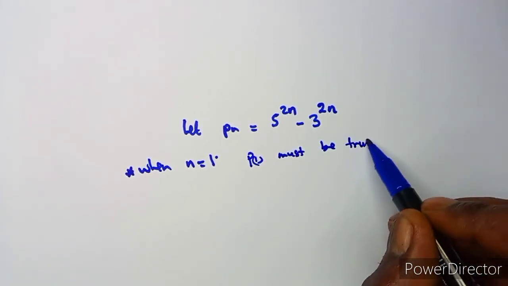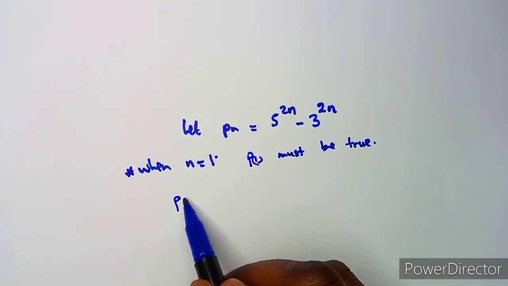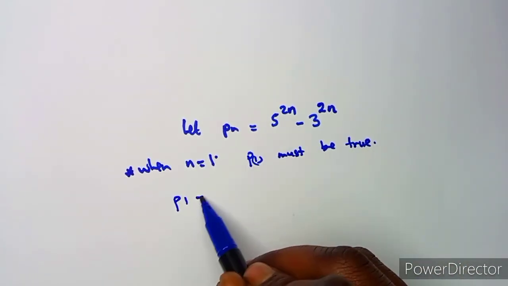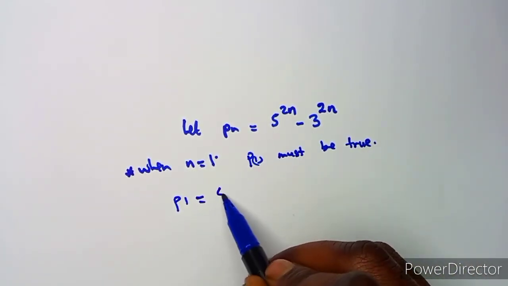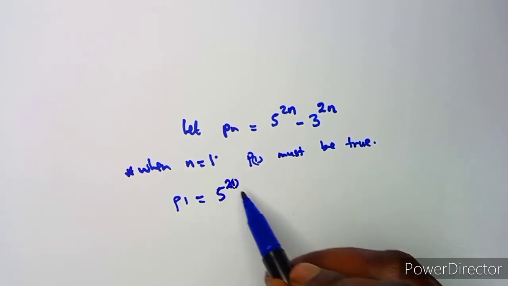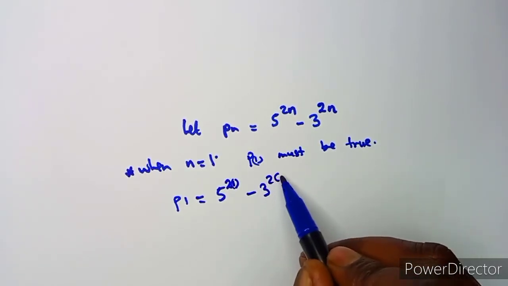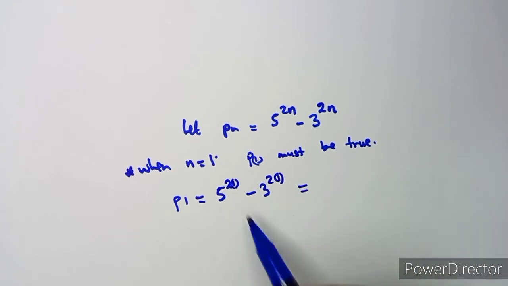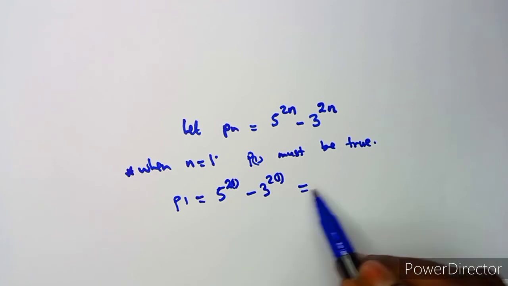Okay, so let's see if this is actually true. So P1, that means in place of n, I'm just going to substitute 1 in this case. That's 5 to the exponent of 2 times 1 minus 3 to the exponent of 2 times 1 in this case. And what do I obtain here? If I simplify properly, I'm going to obtain 16 here.